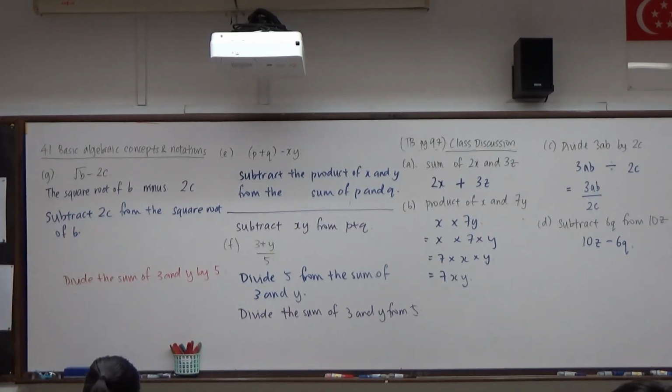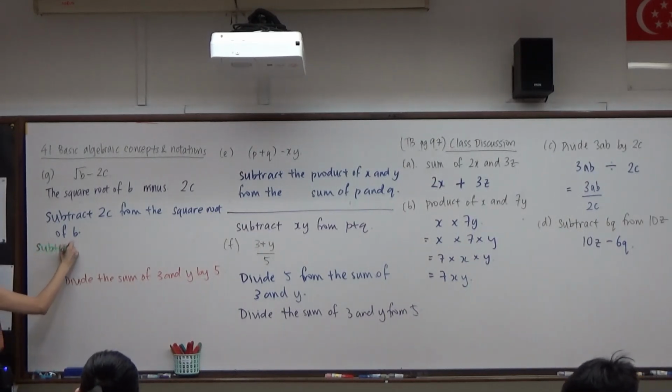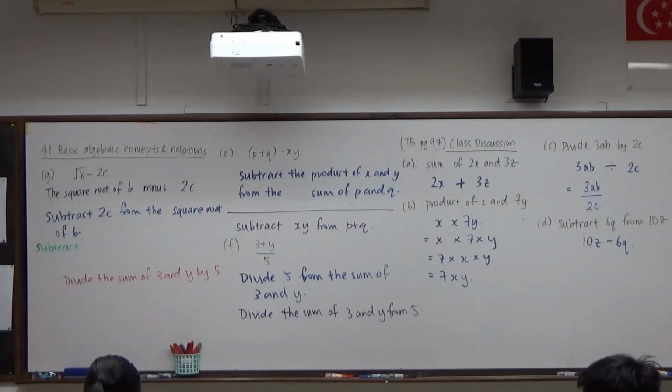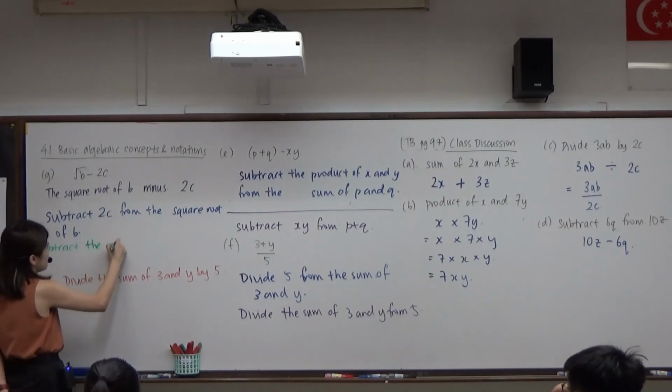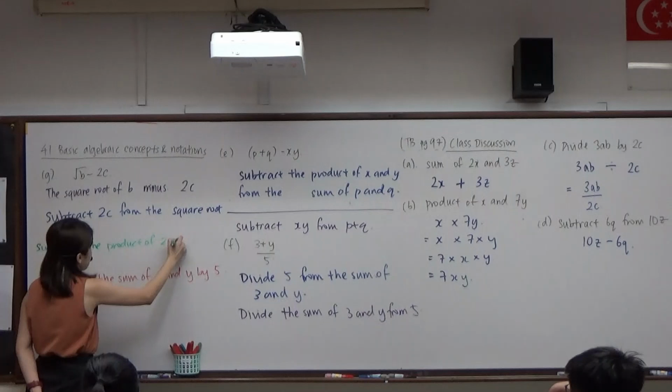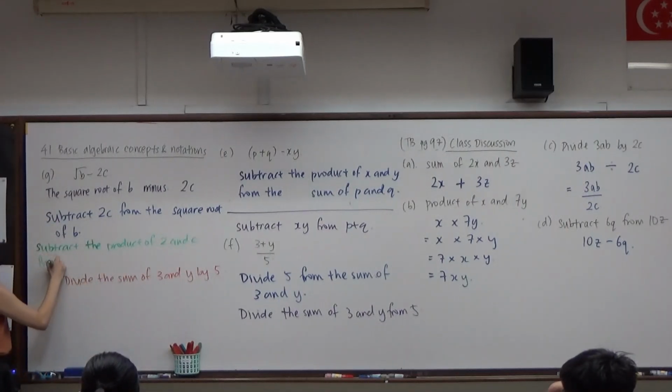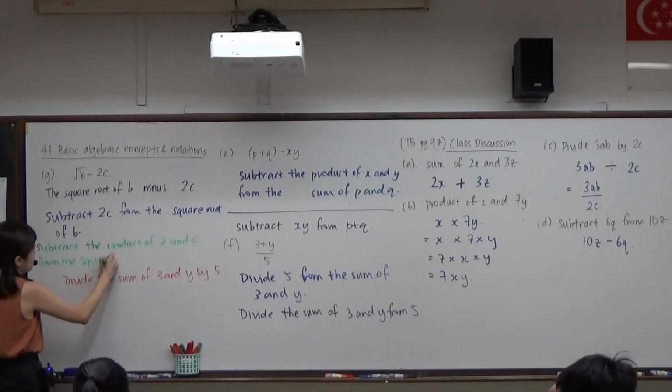Any comments? Now what if I really want to further expand this statement? Instead of saying 2c, how else would I phrase this? Francis, what do you think? How do I expand on this 2c idea? Subtract 2 times c. Can you use proper mathematical words instead of times? Product, use the word product, please. Subtract the product of 2 and c from the square root of b. Great.